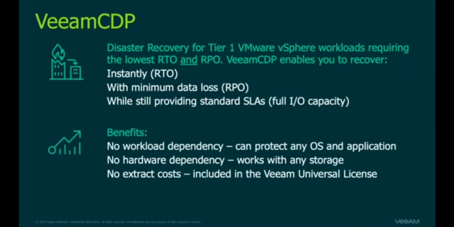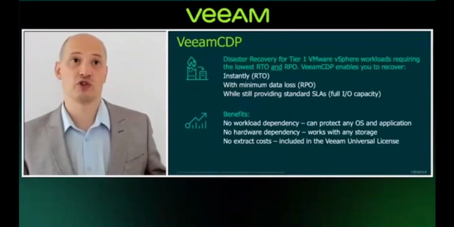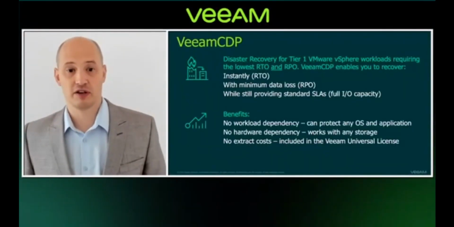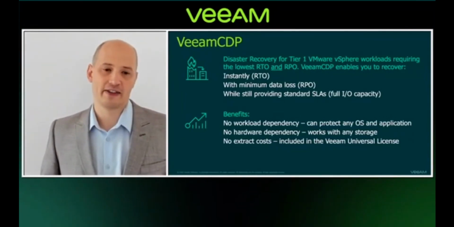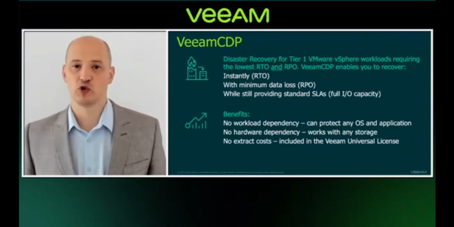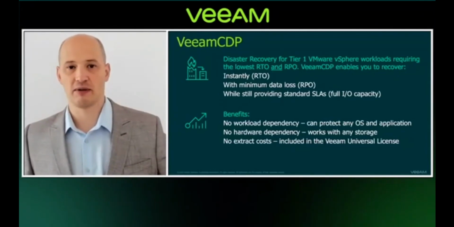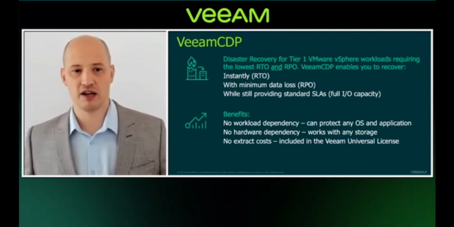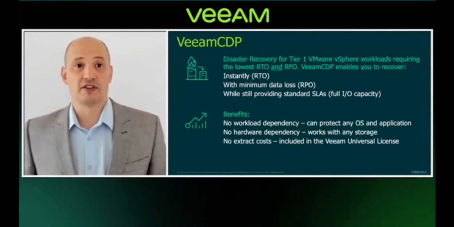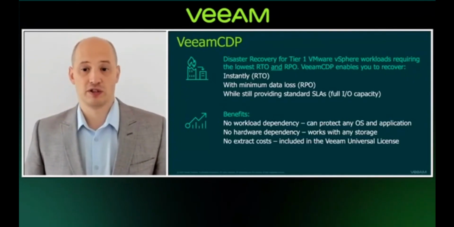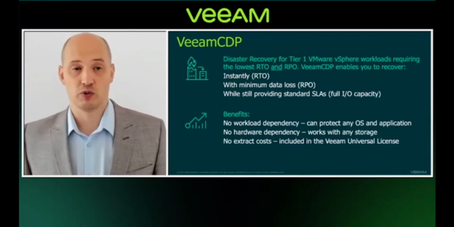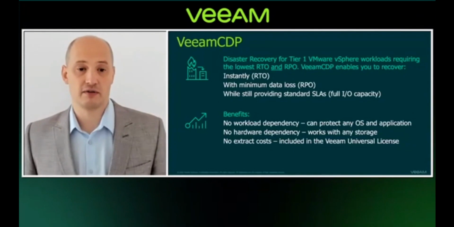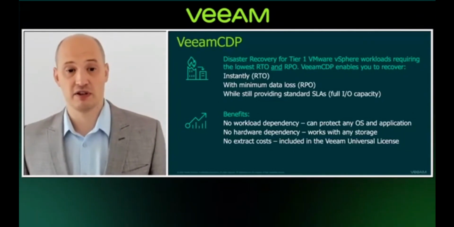What are the benefits of Veeam CDP? Well, the first one, and one of the biggest, is no workload dependency. So we literally don't care what operating system or what application is running in VMs that you're protecting. We actually have a great demo later that shows this. Then there is no hardware dependency, so you don't have to match the hardware between your primary site and disaster recovery site. It can be any to any. And finally, there is no extra costs. The Veeam CDP is included in the Veeam Universal license, and if you use socket licenses, that's Enterprise Plus edition. So we're really democratizing the DR by introducing this capability and no extra costs, right?